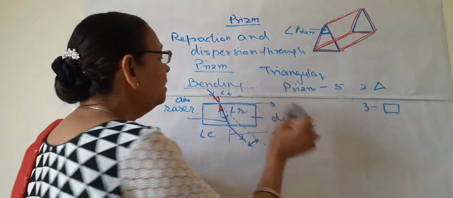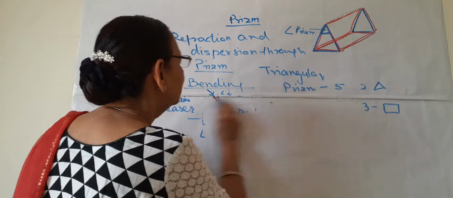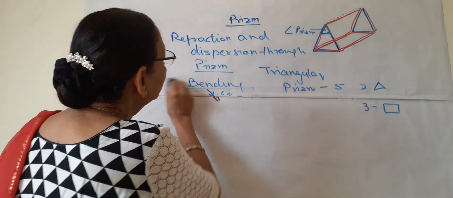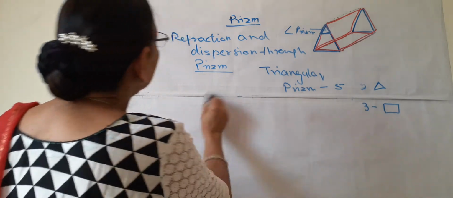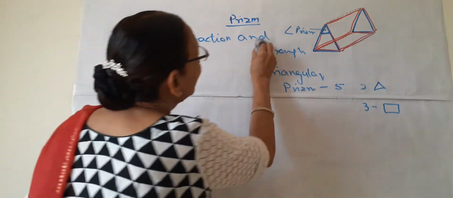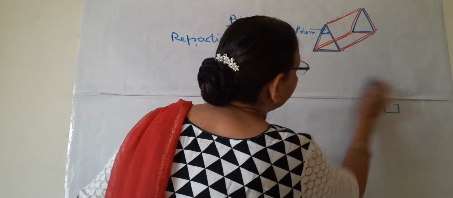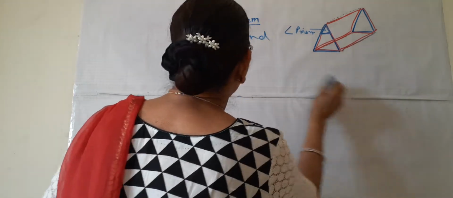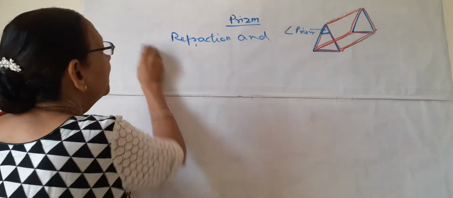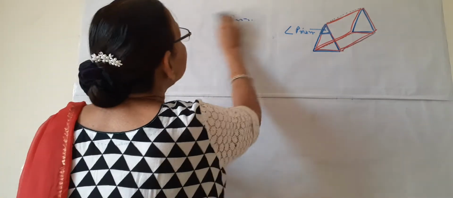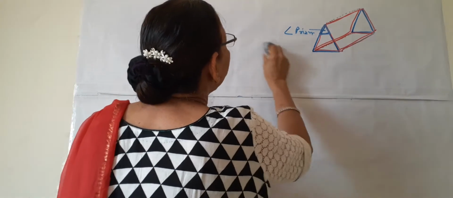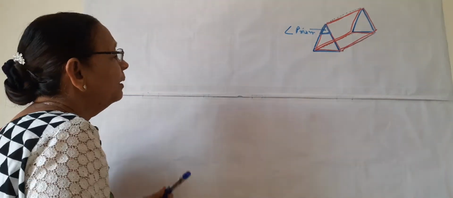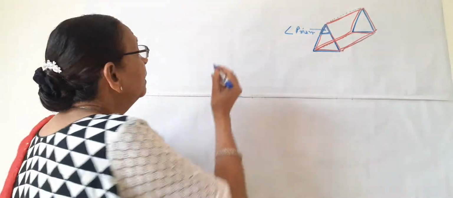Now let us see what happens if this light comes through a prism. That is, now we will discuss refraction through a prism. For this we will do an experiment in the lab, a very simple experiment, and you carefully see what I am drawing on the board.